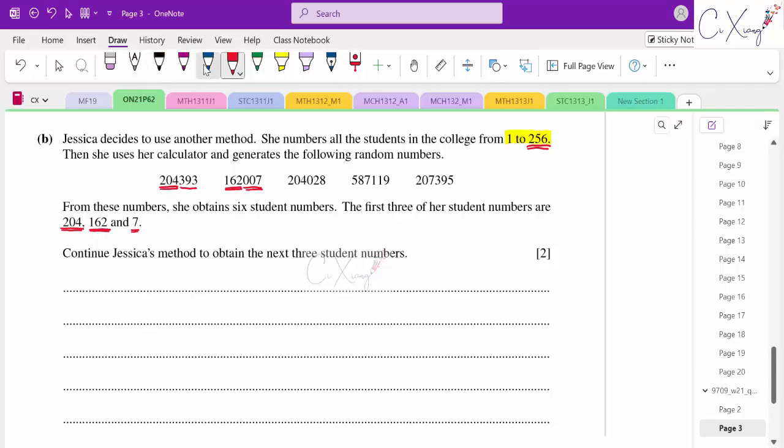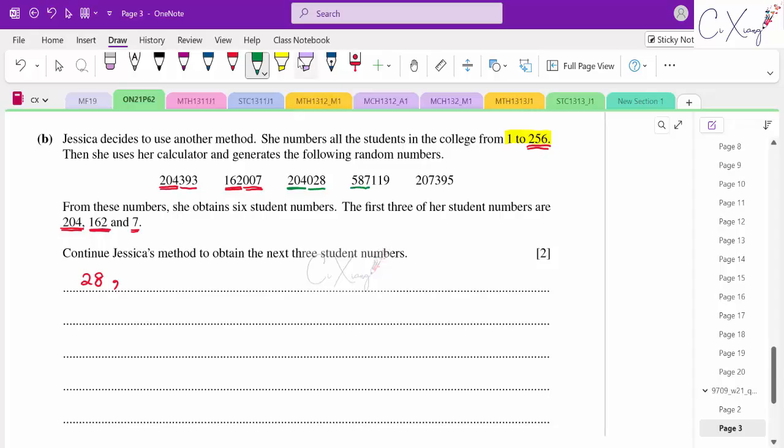Let's choose the other 3. From here you can see that we are trying to read the table every 3 digits. The next number will be 204. But if you look at the numbers before, the 204 already appeared earlier, and we are not going to take this again because the student is already in the group, already selected. Next 3 digits, 028. So my answer will be 28. My next student will be 28.